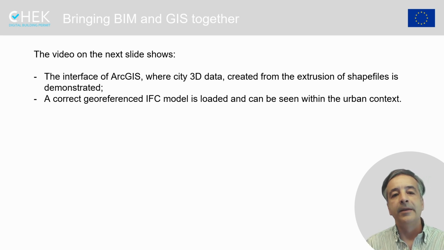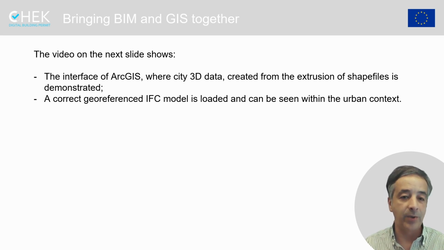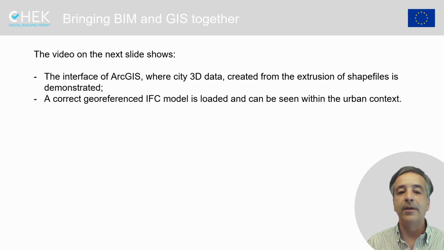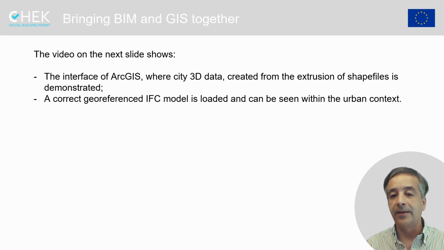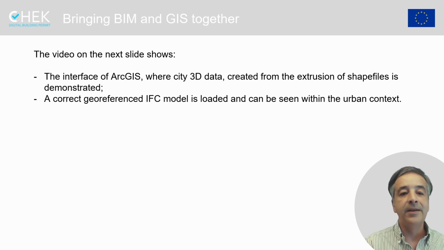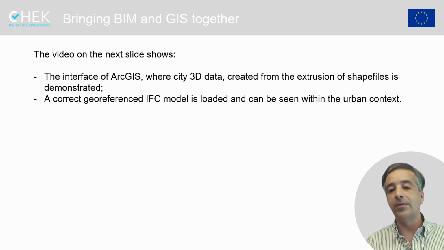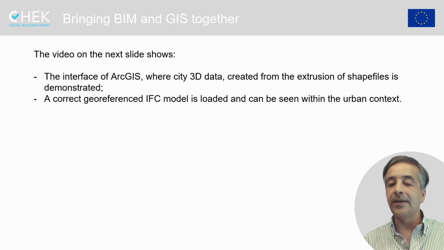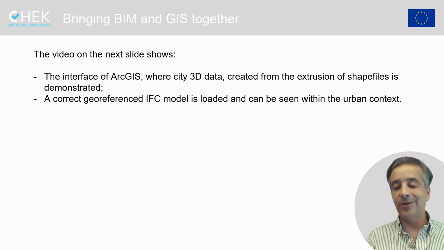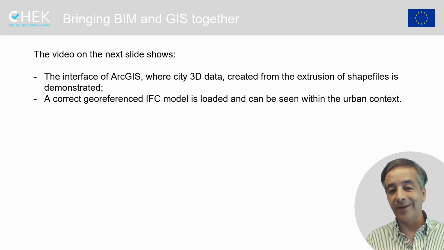To discuss the integration between BIM and GIS, there's another video that we're showing next, which is going to show us the interface of ArcGIS, a proprietary software for GIS. And we're going to show 3D data from a city that is created from the extrusion of shapefiles. And then we show that the correctly georeferenced IFC model can just jump into the urban context very easily, provided it's well georeferenced. All of this assumes that the information came well structured into the models.